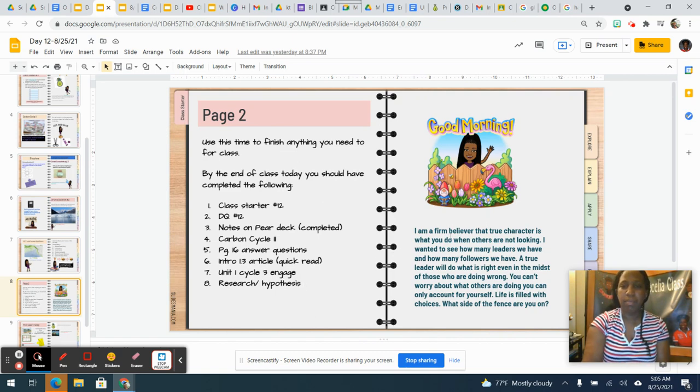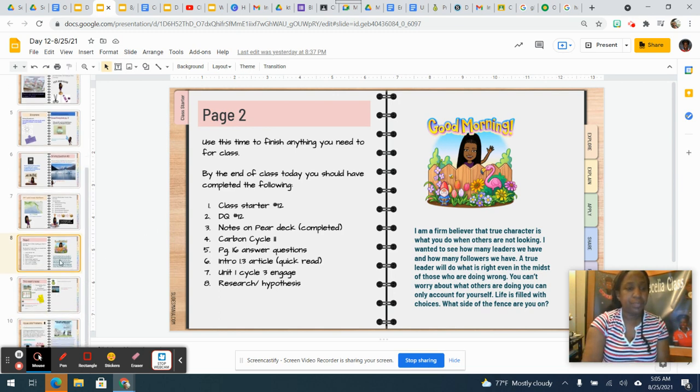All right, so good. This one is saying good morning, but I'm a firm believer that true character is what you do when others are not looking. I wanted to see how many leaders we have and how many followers we have. A true leader will do what is right, even in the midst of those who are doing wrong. You can't worry about what others are doing. You can only account for yourself. Life is filled with choices. What side of the fence are you on? Are you going to do the right thing or are you going to follow everybody and do the wrong thing? You've got to decide what you want to do.